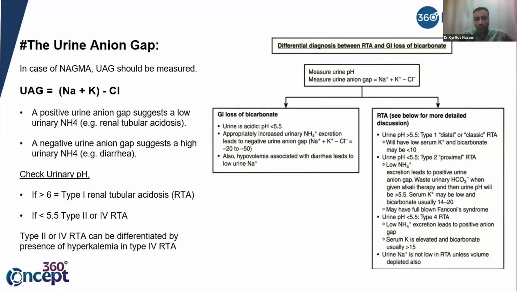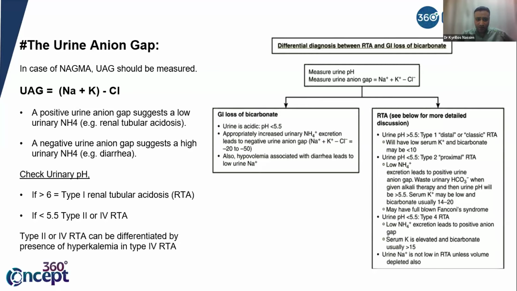If it is a positive urine anion gap, then it suggests low NH4, which points to the diagnosis of renal tubular acidosis. And if it is negative, it suggests diarrhea, and I have given a table to differentiate between the two, whether it's positive or negative.